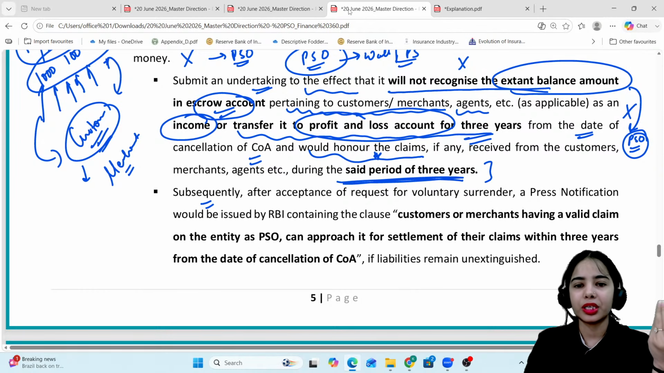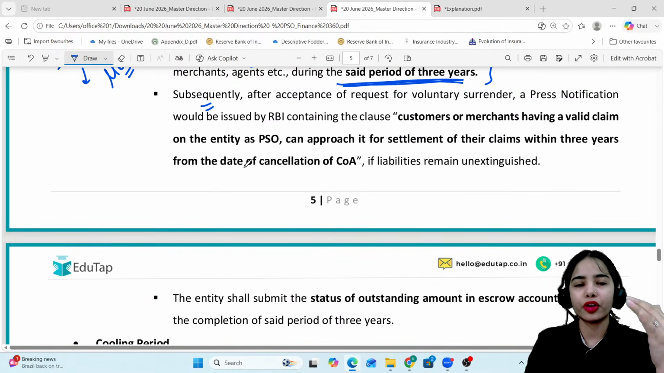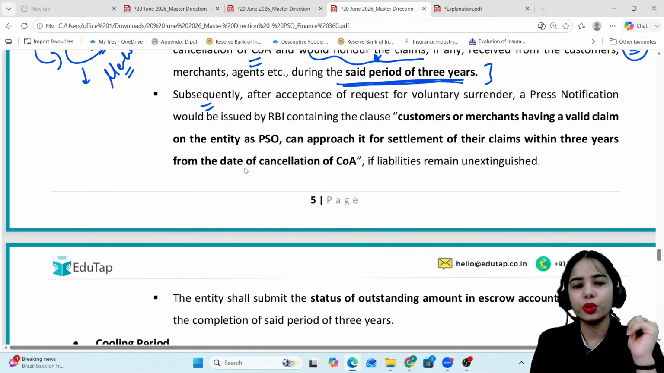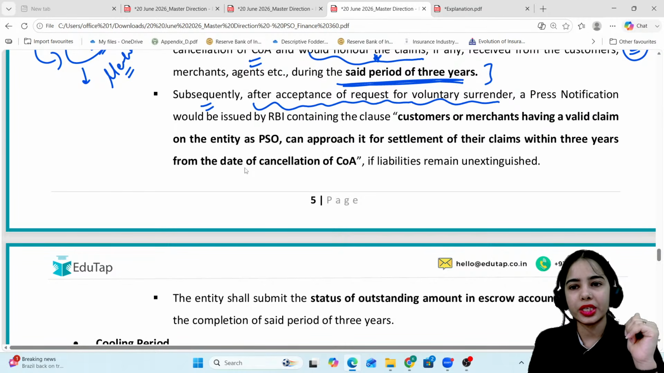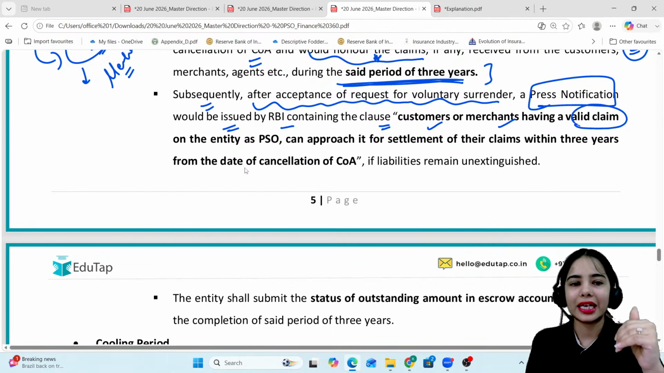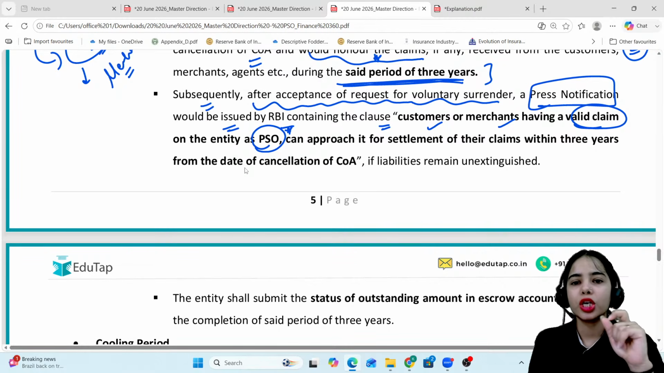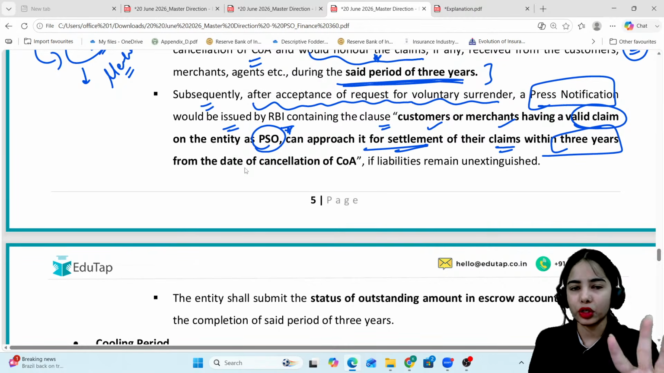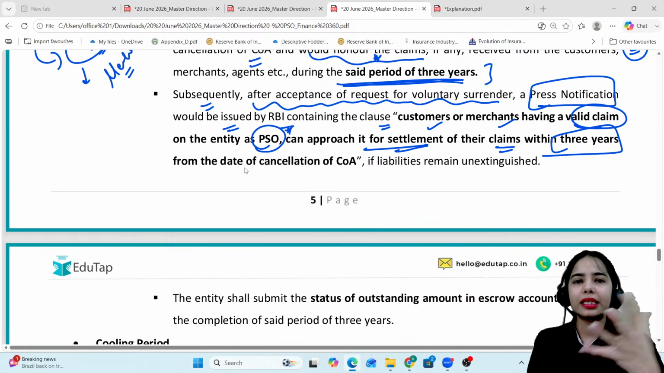Subsequently, after acceptance of the request for voluntary surrender, from the RBI side, a press notification would be issued by RBI containing the clause that customers or merchants having a valid claim on the entity as the payment system operator can approach it for the settlement of their claims within 3 years. So a 3-year time period is given for customers and merchants to settle their claims and get back the money.